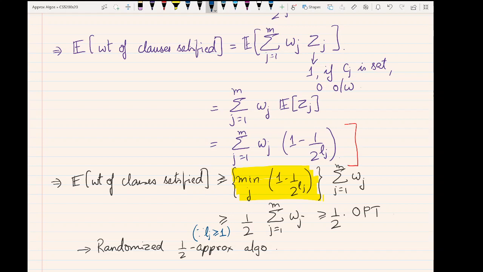Whereas if the length of every clause was greater than or equal to k, then you would get a 1 minus 1 over 2 raised to k approximation. So it is important, we'll use it later, that the actual weight of clauses satisfied is this expression here.